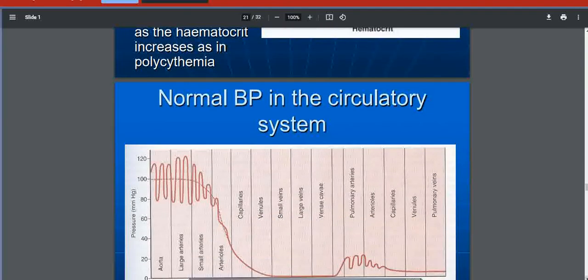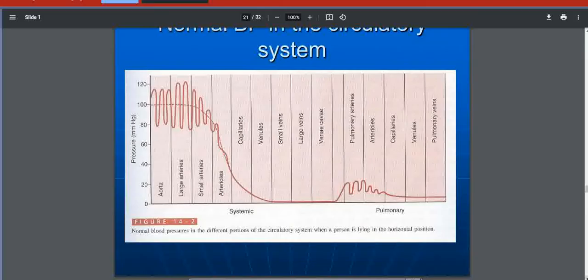Okay, normal blood pressure in the circulatory system. You can see using this curve: we have the aorta, large arteries, small arteries, and arterioles. You can realize that in the aorta we have a very high pressure, then in the large arteries, small arteries, and arterioles. Then in the capillaries the pressure tends to reduce as it flows to the venules, small veins, large veins, and vena cava. Then it rises in the pulmonary arteries, arterioles, capillaries, venules, and pulmonary veins. That is how they range.